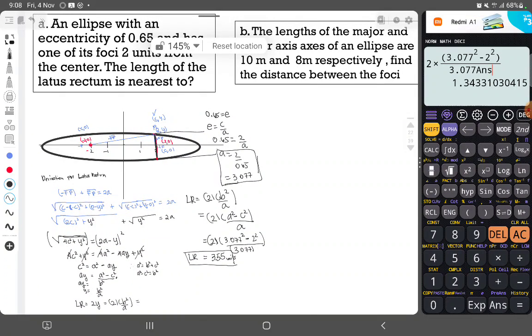Okay, so therefore the formula for our latus rectum was derived as LR is equal to 2B square all over A for ellipse.